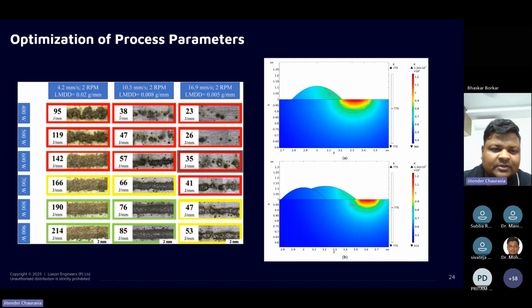Optimization process parameter. This is a typical conventional way of doing process parameter optimization. You'll have some bad process parameter, no deposition, and then you will get some sort of good process parameter. A similar thing can be done using some sort of analytical modeling, and you can predict what is the height you are getting and all those stuff.